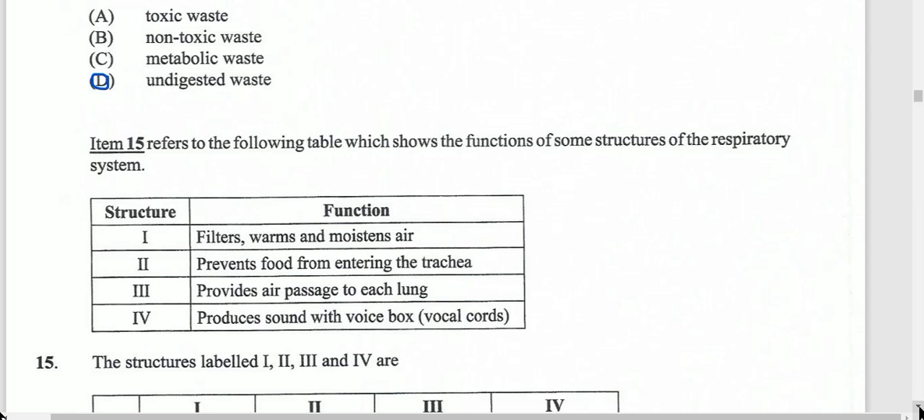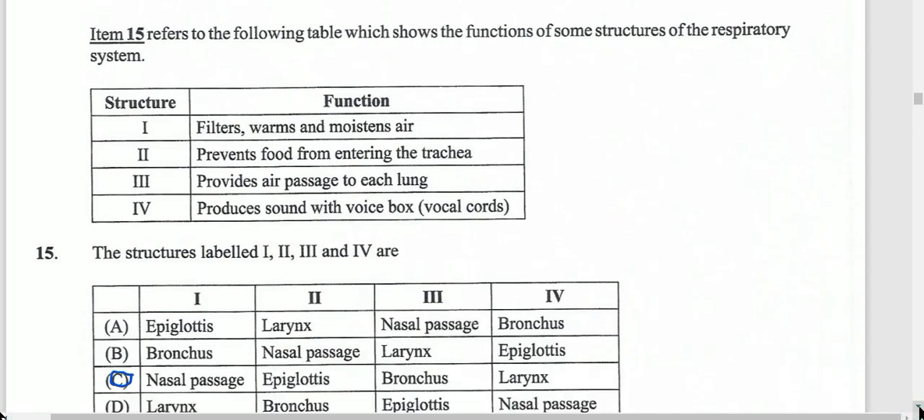Question number 15 refers to the following table, which shows a function of some structures of the respiratory system. We're looking at structure 1 here, filter, warm, and moisten, and that looked to me like a nostril. Structure 2 prevents food from entering the trachea, suggesting the epiglottis. Structure 3 provides air passage to the lungs, that could be the trachea or the bronchus or the bronchiole. And 4 produces sound, the voice box, and of course the vocal cord is called a larynx. Our answer for 15 is going to be C, nasal passage, epiglottis, bronchus, and larynx.